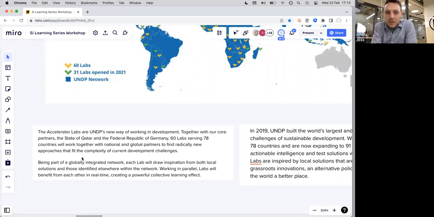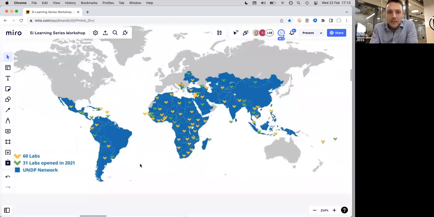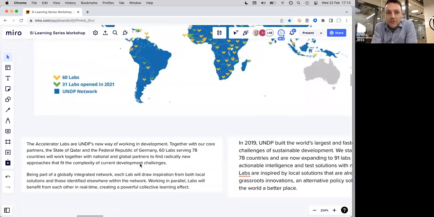They set this up with some funding from Qatar and Germany, and they set up 60 labs, you can see, all around the world in these different countries. 78 countries will work together with nations and global partners to find radical new approaches that fit the complexity of current development challenges. Each lab will draw inspiration from both local solutions and those identified elsewhere within the network. So it's a network of different labs, and they're working in parallel. Labs will benefit from each other in real time, creating a powerful collective learning effect.